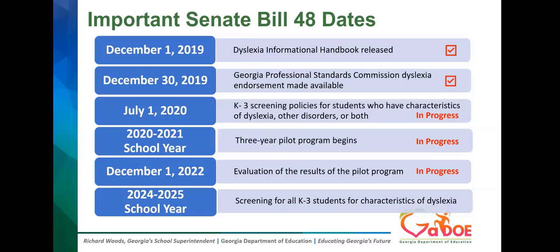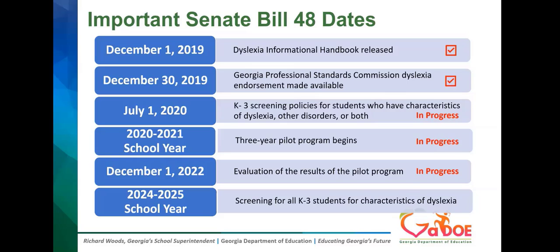By July 1st, 2020, K-3 screening policies for students who have characteristics of dyslexia, other disorders, or both, that's the state board rule, that was supposed to be created, and we're currently in progress with that. We had some revisions to undertake, and we are almost finished with that process. During the 2020-2021 school year, we were to begin our 3-year dyslexia pilot program, and we are right in the middle of that, so we are in progress.